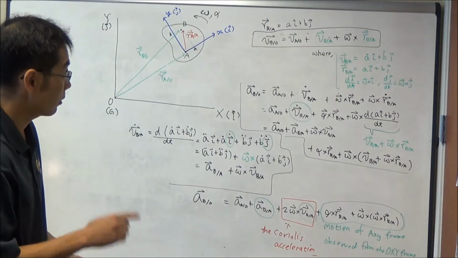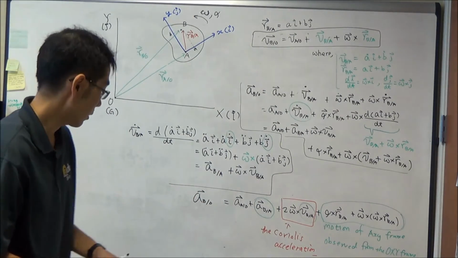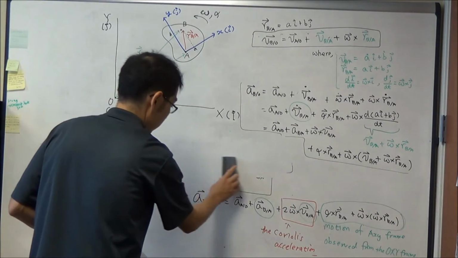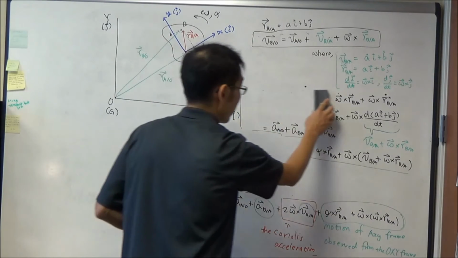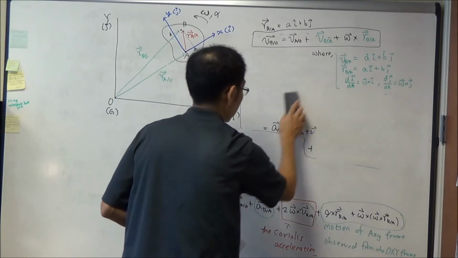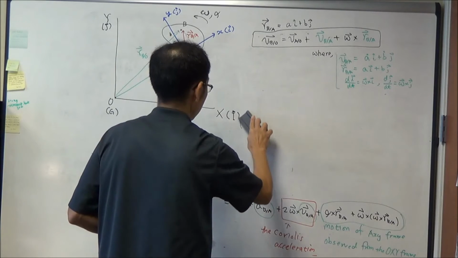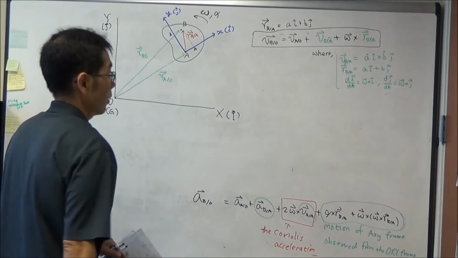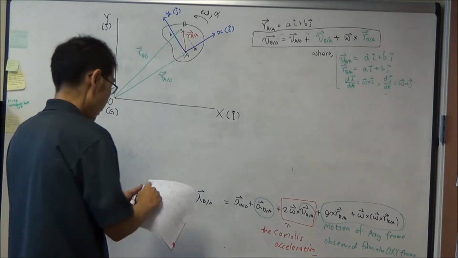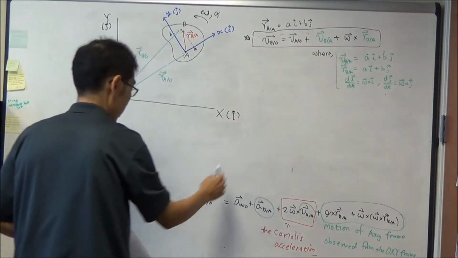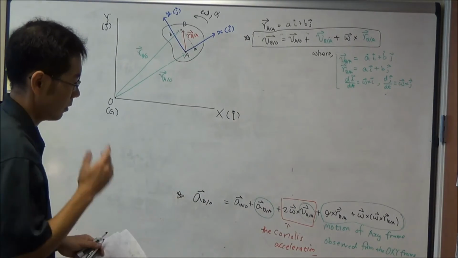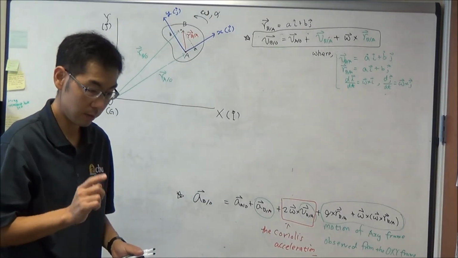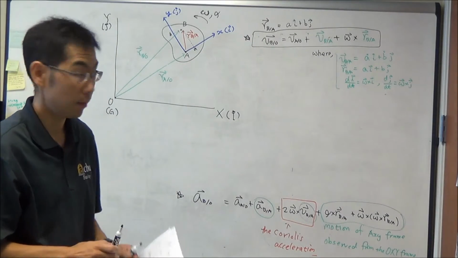Let me just erase everything except this one. Okay, so let me just erase all my process here. Just leave it here. Okay, so finally we have this equation and this equation. Then what is a Coriolis acceleration? It's very simple meaning here.